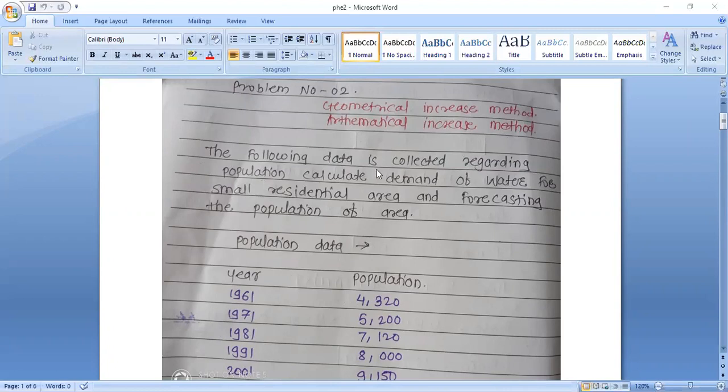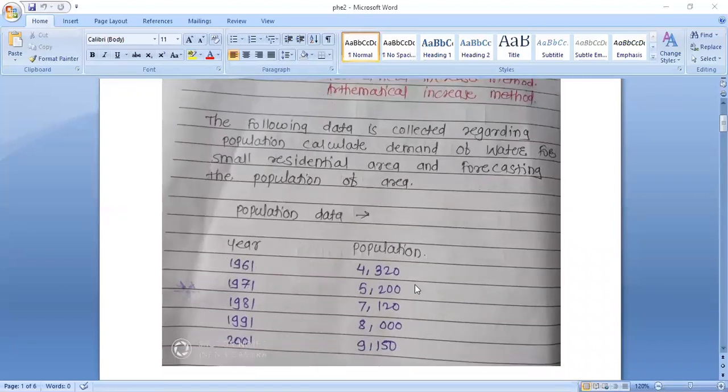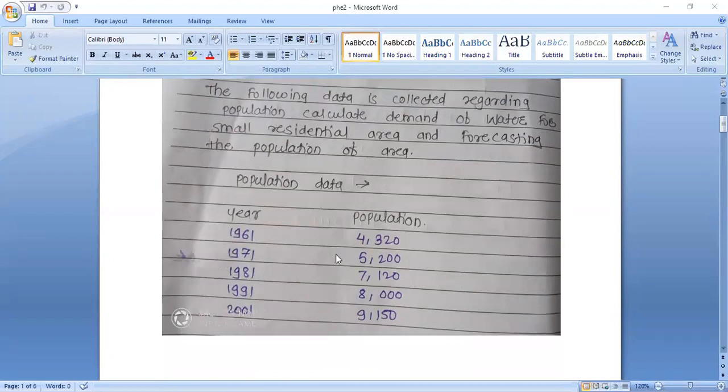The following data is collected regarding population. Calculate the demand of water for a small residential area and forecast the population of the area. That is, we have the data, and on the basis of this data, we have to forecast the population for that residential area. Now see the population data for the years 1961 to 2001.